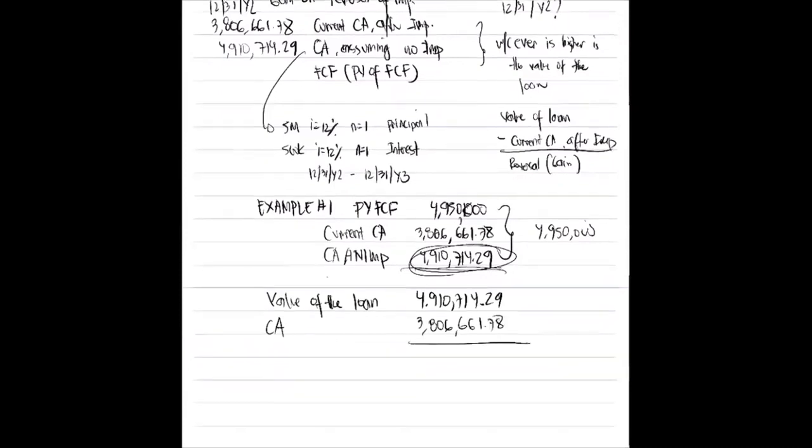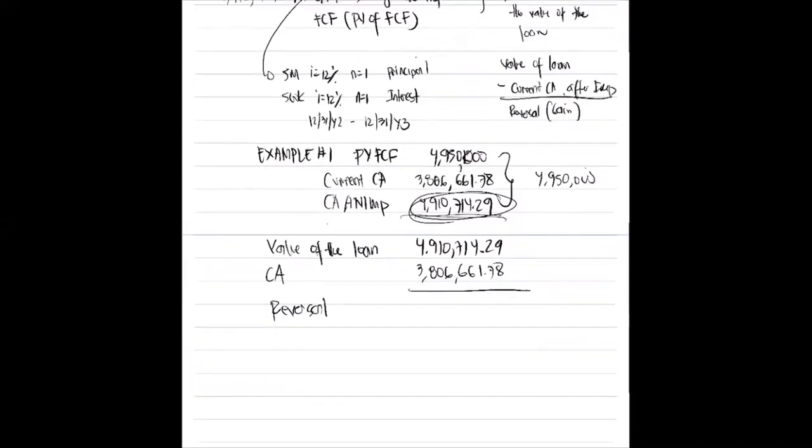Ayan. So what is our reversal? Our reversal is equal to 4,910,714.29 less 3,806,661.78. We have 1,104,052.51. So how should we record the reversal of impairment loss?